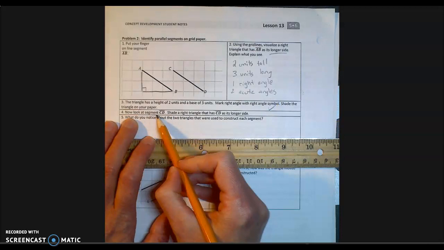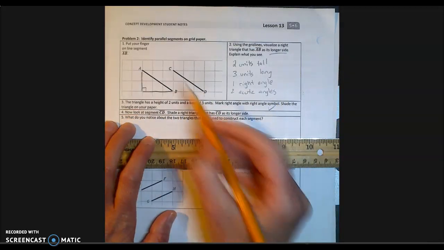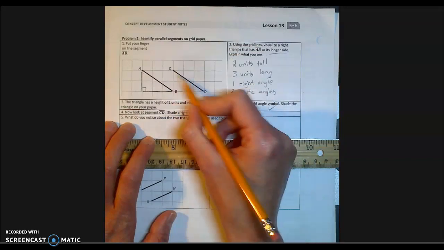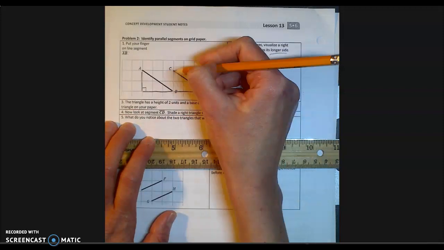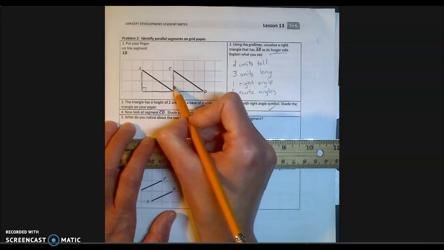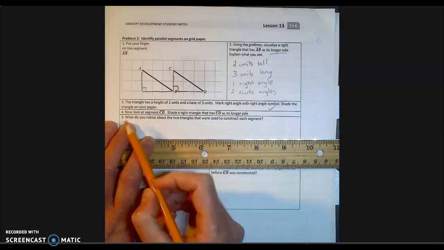Now look at segment CD. Shade a right triangle that has CD as its longer side. So look here, this needs to be my longer side. So I would draw a line here, and then I would draw a line down here. So right there would be my right triangle, or my right angle.